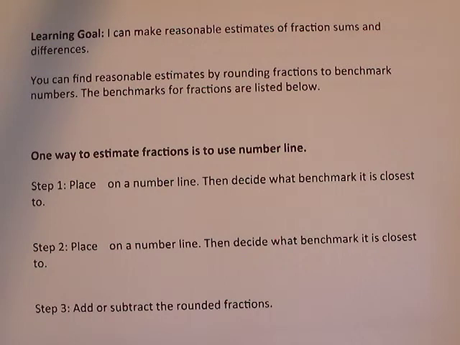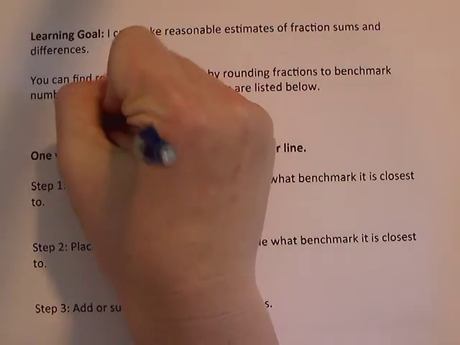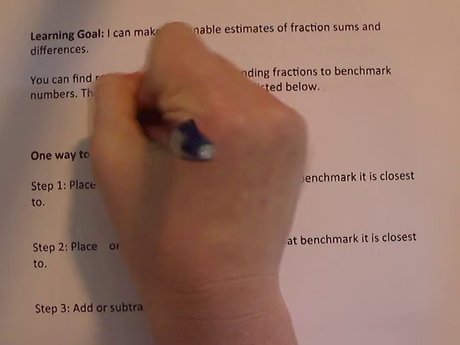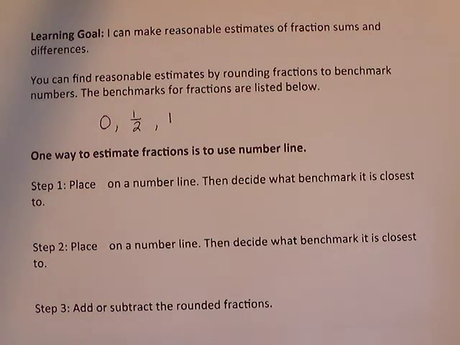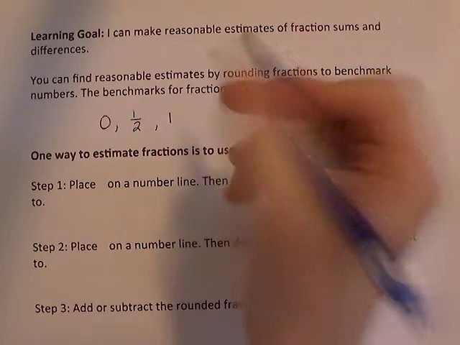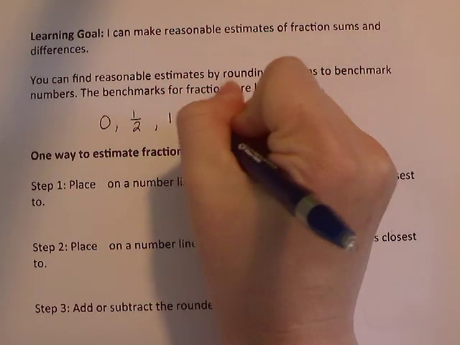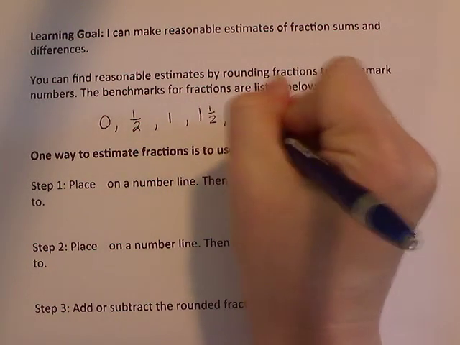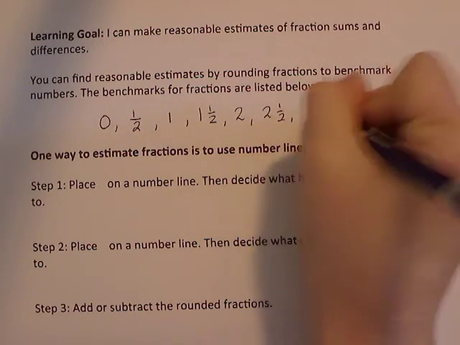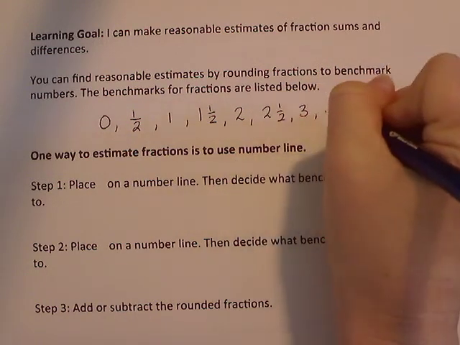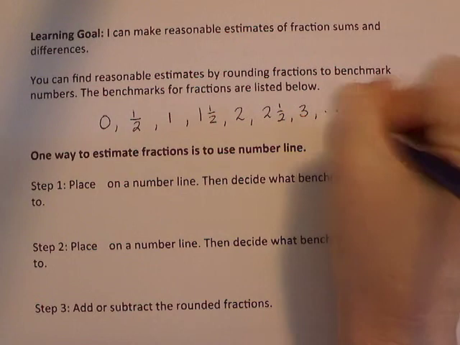Now these benchmarks for fractions are going to be below, and so what you're going to want to do is write those in your notes. So benchmarks for fractions are 0, 1/2, and 1. Those are going to be benchmarks, and you could continue to go with benchmarks. You could do 1 and 1/2. You could do 2, 2 and 1/2, 3, and you could just keep going with that pattern.